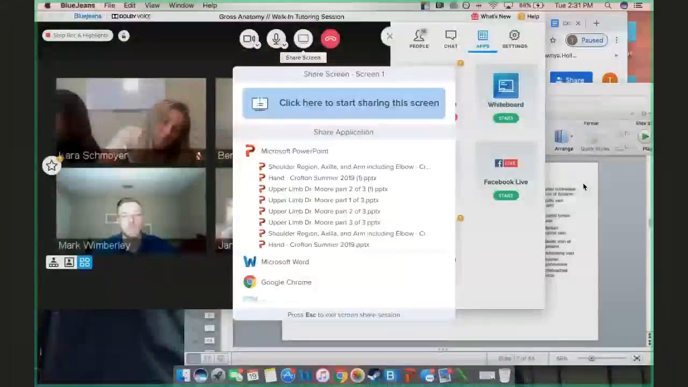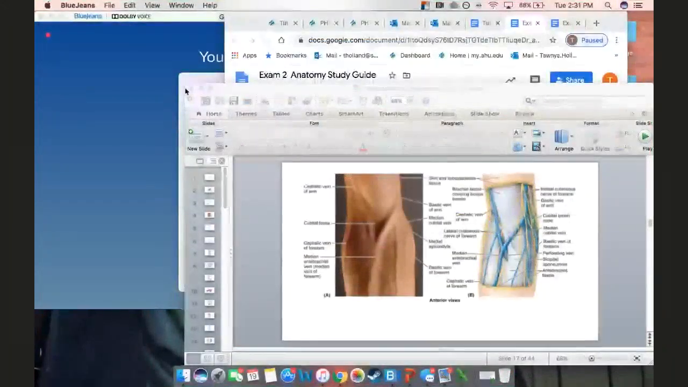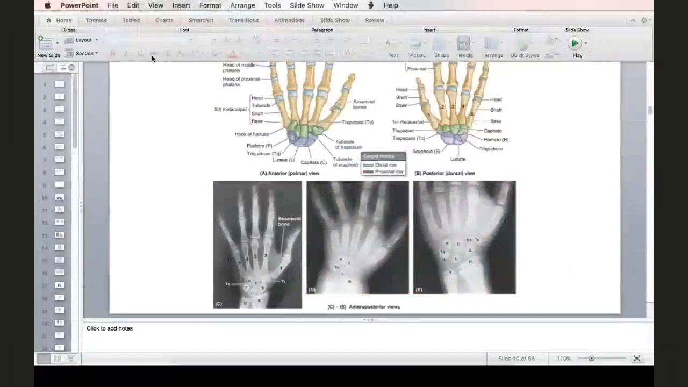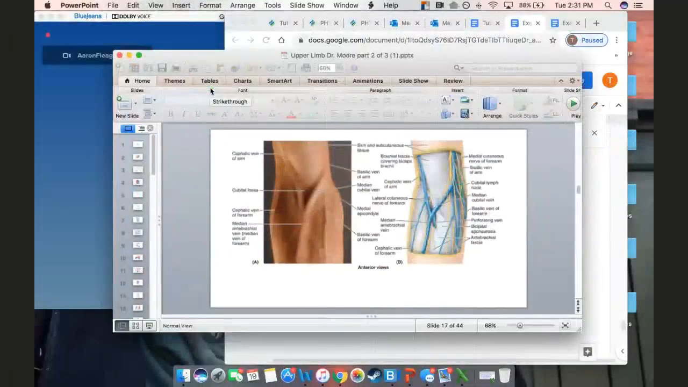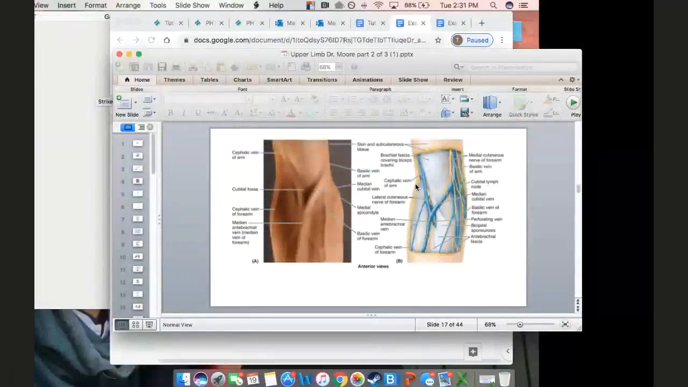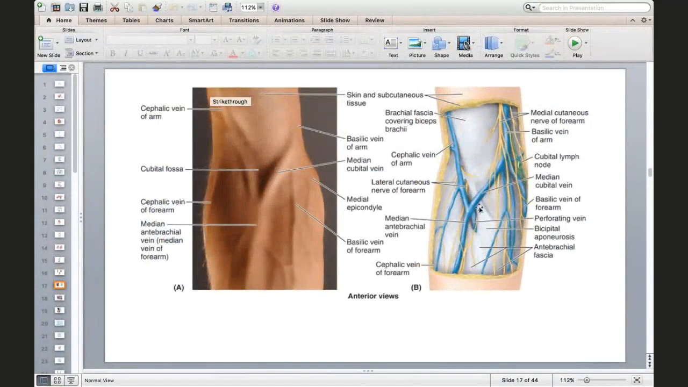Okay. Can you guys see my screen okay? Yeah. All right. So here's that median antebrachial artery I was talking about. Here's the cephalic vein, right? So this is like the upper portion of the H right here, the cephalic vein. And then here, the median cubital is kind of like the bridge of the H.